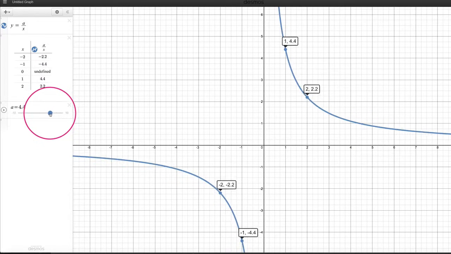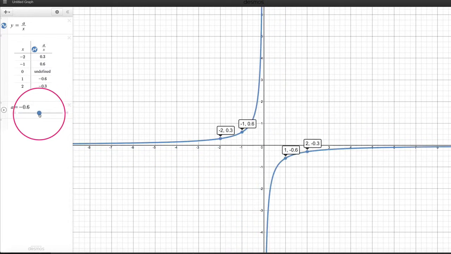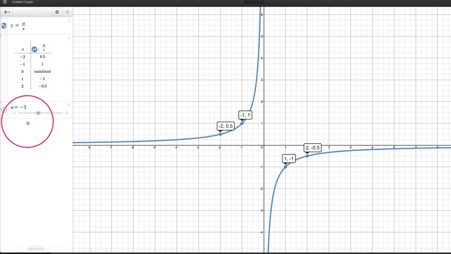But we still have asymptotes on the x and y axis, and if we were to make a negative, the only thing that happens is, say a is -1, it would go through (1, -1). We could plug in 2 and find out that it goes through (2, -1/2). But you would see that your branches just flip over and are reflected, okay? So the a value is really important here.